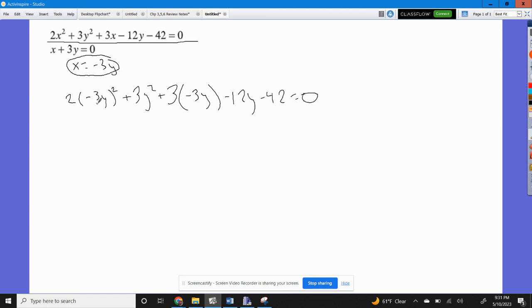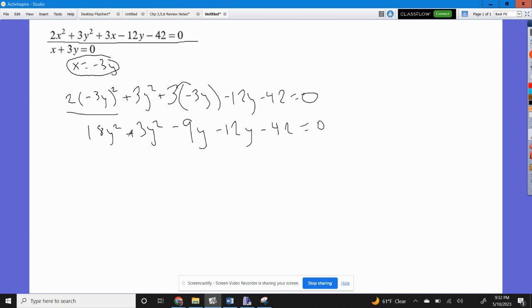We're going to do parentheses first and then exponents. So we have an exponent of 2 here, so we're going to simplify this whole expression. If I take negative 3 and square it, that would get me a 9, and if I take y and square it, I would get a y squared. So I'd have a 9y squared here. And then multiplying the 2 with the 9 turns this into 18y squared. We still have our 3y squared, nothing to simplify there. I can multiply this 3 in here to make this negative 9y. Still have my minus 12y and still have my minus 42.